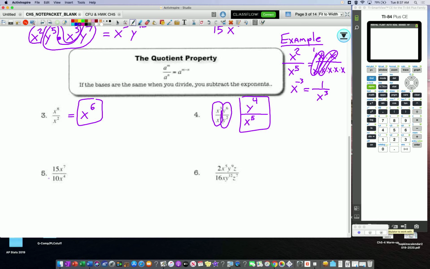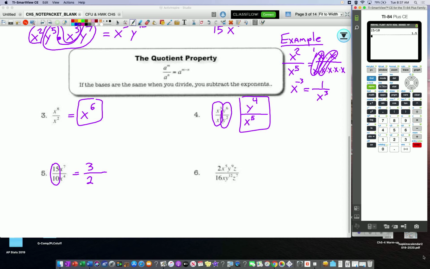Ooh, how do we do numbers? Well, if you look at 15 and 10, what you can do is ask yourself, what number actually goes into it? Well, 5 goes into both of them. 5 goes into 15 3 times, goes into 10 2 times. If you really struggle with that, here's a little calculator trick. Type in 15 divided by 10. Go ahead and hit enter. It's going to give you a decimal. Hit the math key and enter, and it'll change it to a fraction for you. Okay? So we do want to keep things as fractions, not decimals.